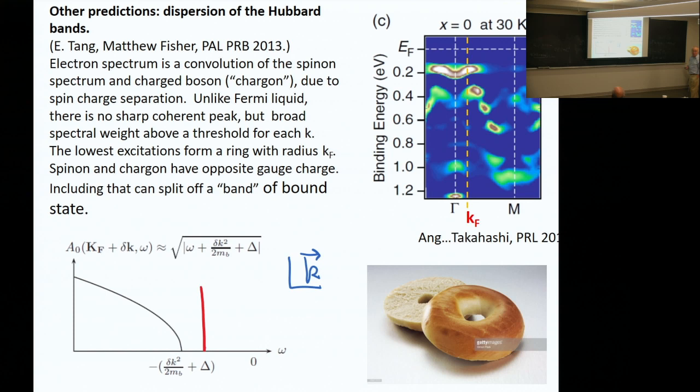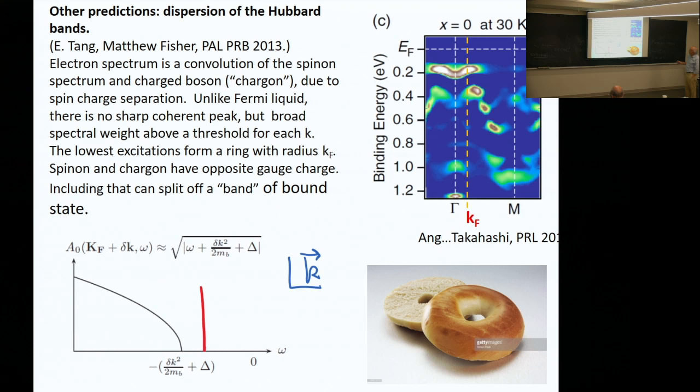One thing that we thought about some years ago, again, this is the other spoon that I borrowed from Evelyn Tang, was what the spectrum, the dispersion of ARPES is. Now the idea is that we have spin-charge separation. The spins are carried by the fermion, and the charge is carried by a gauge boson. So when you introduce an electron or remove a hole, you're actually adding a spinon and a gauge boson. So we have to convolve them to get something. Well, there's some consequence.